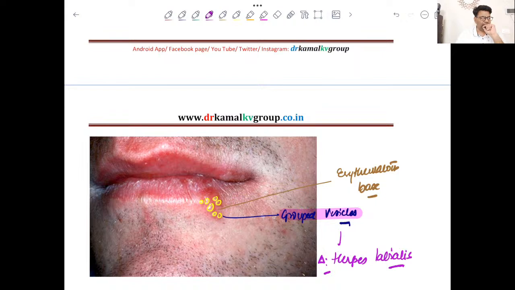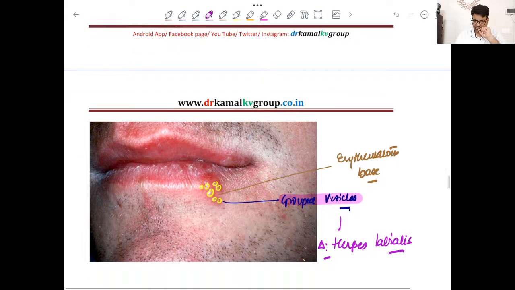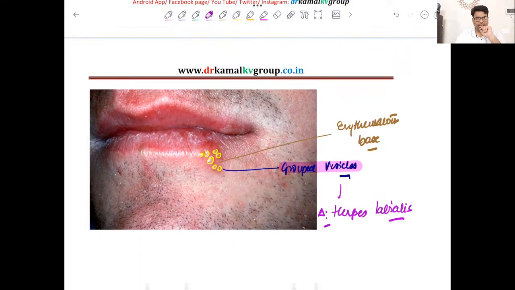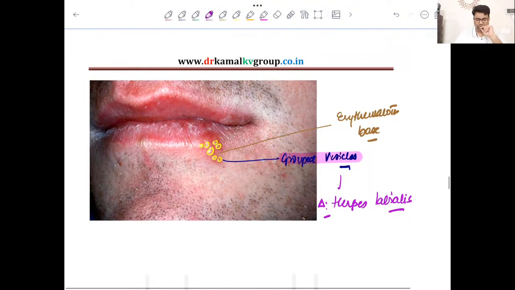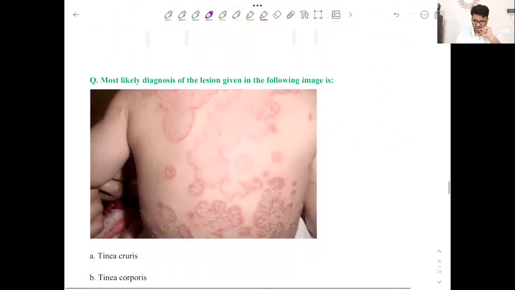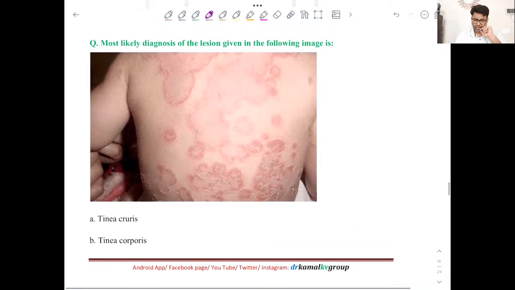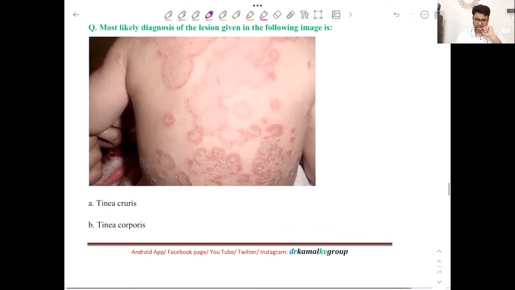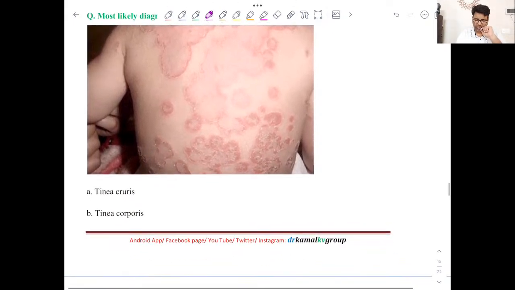Yes, KK, Sangmitra, Arush, Shanwaz. Yes, everyone is right. So this is herpes labialis. So erythematous base, grouped vesicles, think of herpes infection. So since it is involving the lips, so this is herpes labialis, right? Now look at the image and let me see if you can get up to the answer or not.